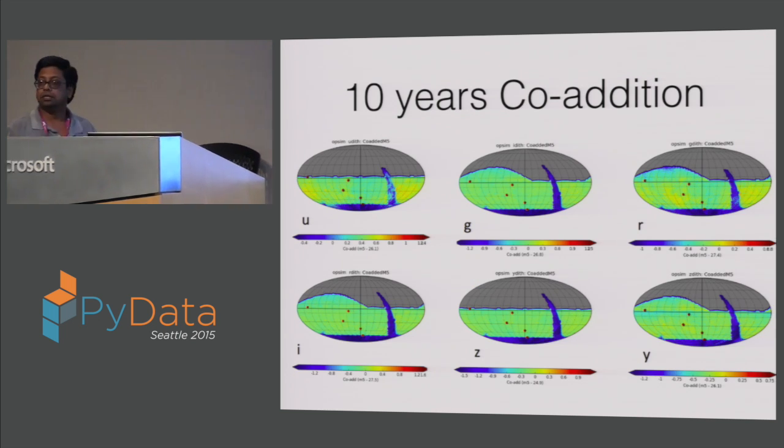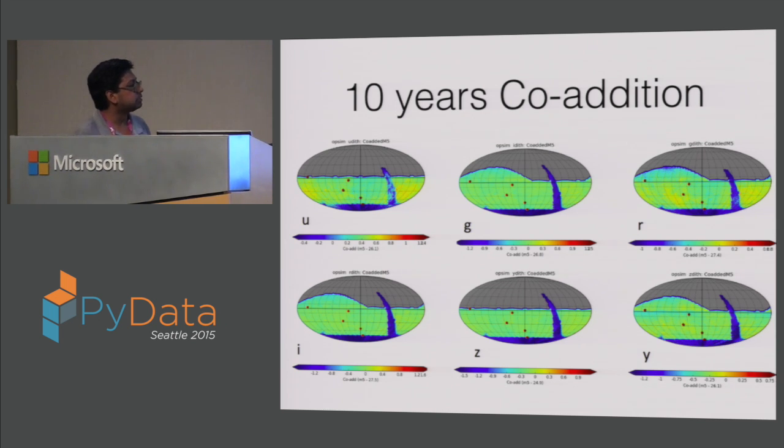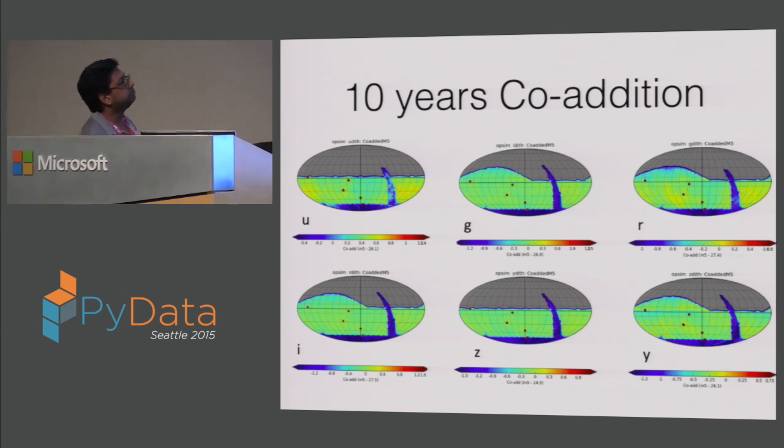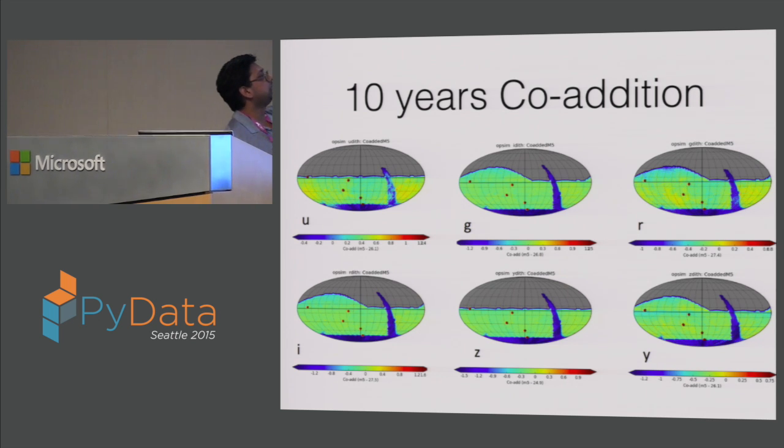But at the end, this is an experiment. This is a survey that's going to continue for 10 years. And at the end, you'll be able to add up all those images that you had of particular areas of the sky. And this is what you get in different filters. So what this shows is essentially how dim an object you would be able to see because of that co-addition. So more co-addition obviously means you get higher signal to noise, and therefore you can see dimmer objects.